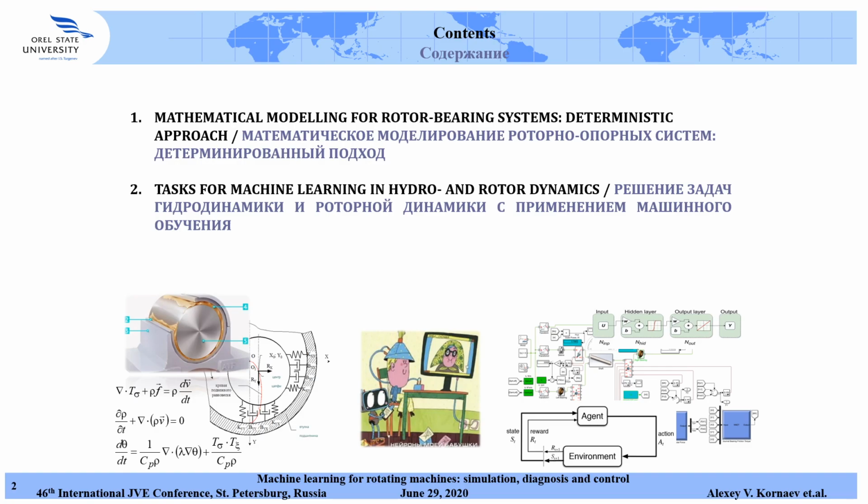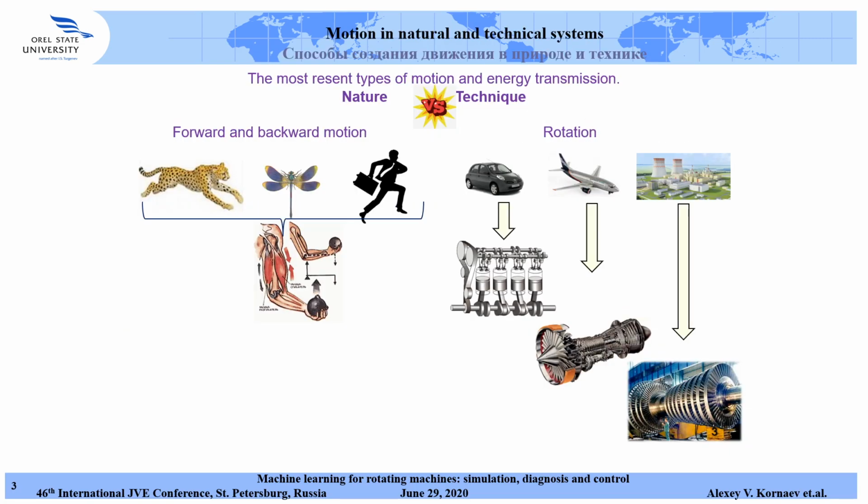In Section 2, I'm going to tell you about our recent experience in application of machine learning methods to modeling of hydrodynamical systems. The most common type of movement in techniques is rotation. The rotation allows to reach high speed and high power motion in limited space. Rotating parts are present in most engines and machines.